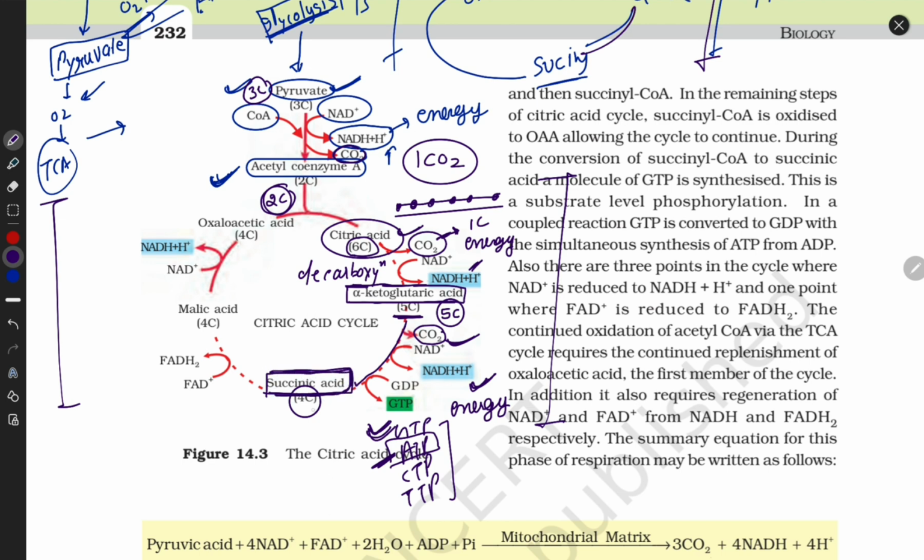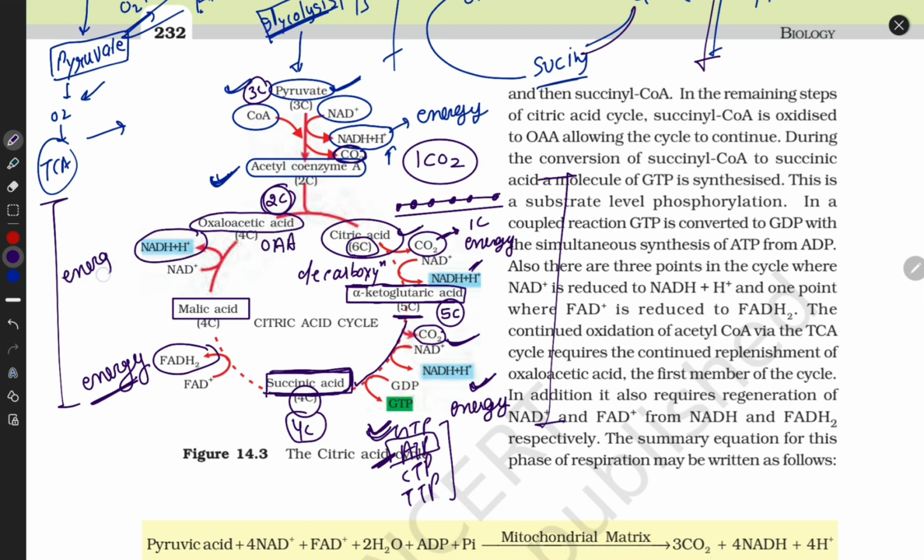Succinic acid, a 4 carbon compound, changes into malic acid, and they give us what? Energy. Energy means the TCA cycle provides us the highest energy, guys. Now malic acid changes into oxaloacetic acid, OAA. Now further they give us energy.